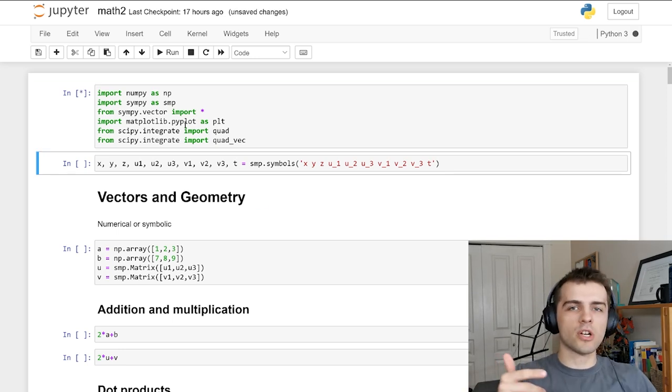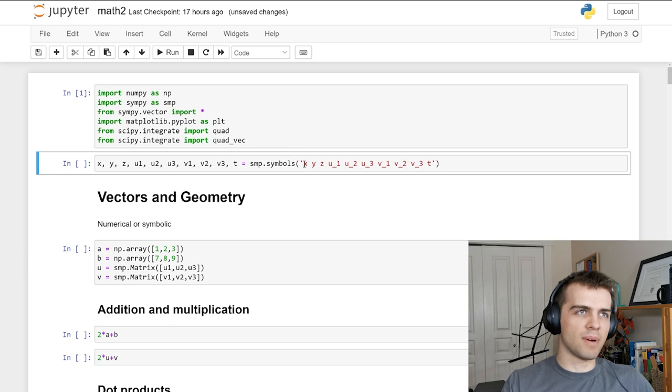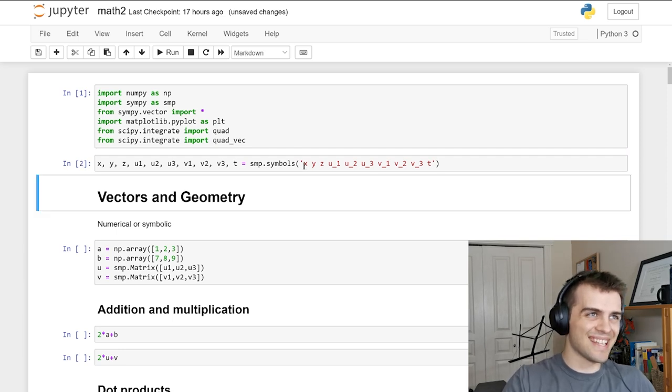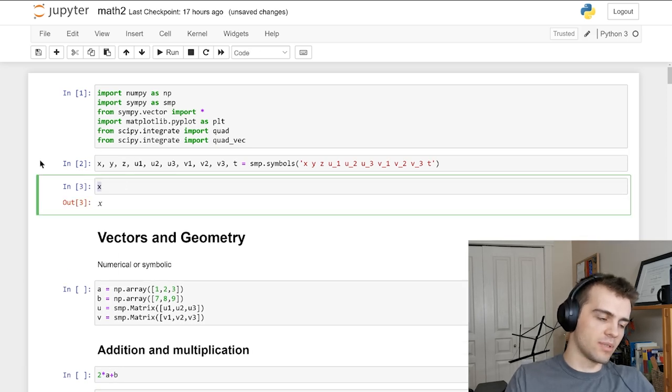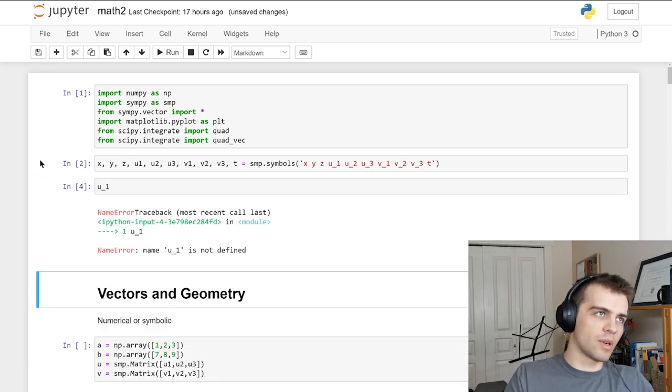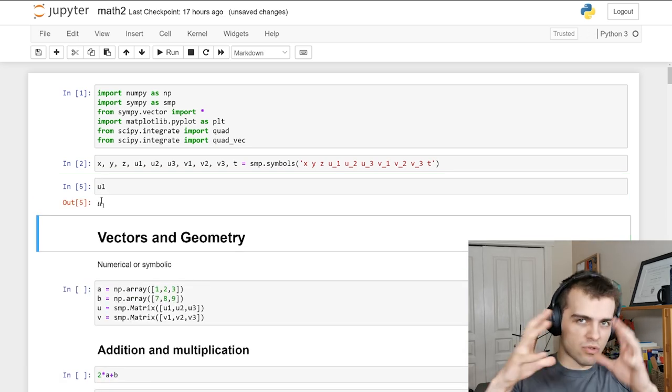If you haven't watched my Calc 1 video, be sure to give that a watch. If you've seen my Calc 1 video, you know that with SymPy, you can define symbols like this, right? And I'm just creating a bunch of symbols that I'm going to use today, like X, for example, U1. Don't worry about the names so much of these right now, but I'm just going to use them for various things today.